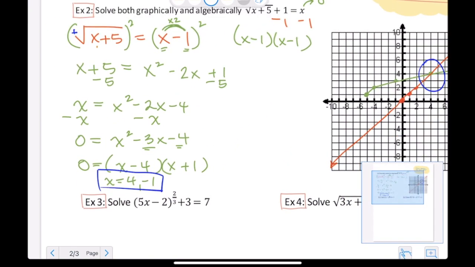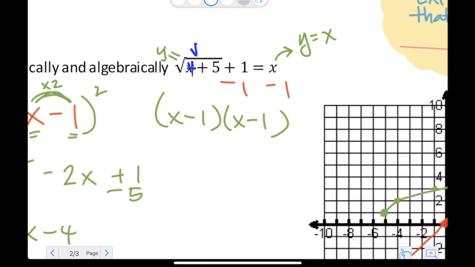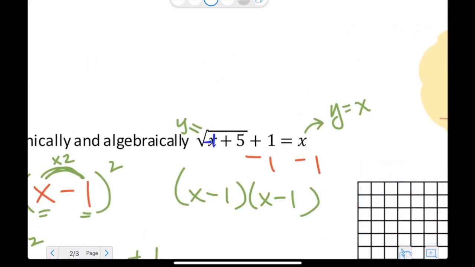So if we plug in 4 into our original equation right here, we get the square root of 9 plus 1, so that'd be 3 plus 1, and we're asking ourselves if that equals x, which our x is 4. And that one works.